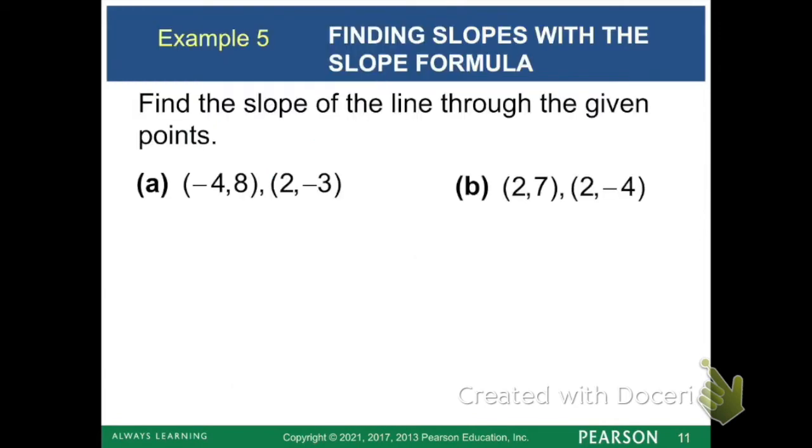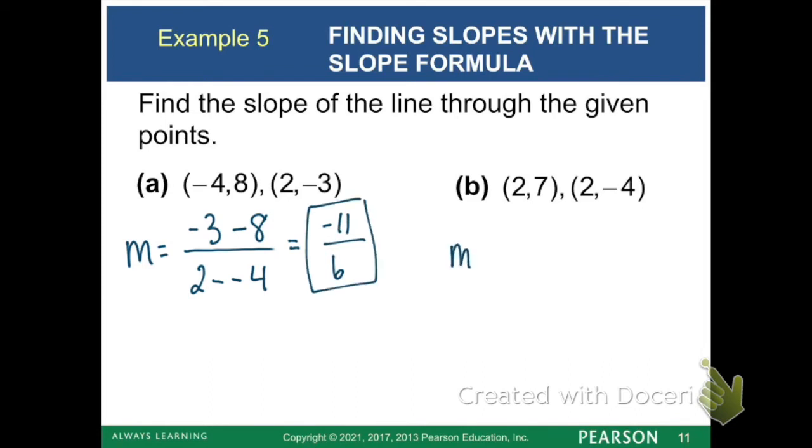Example 5, we're going to find slopes using the slope formula. So I have 2 points here, so I'm going to be using the y2 minus y1 over x2 minus x1 formula. For this first one, I have -3 on top minus 8. So y2 minus y1. And then on bottom, I have 2 minus a -4. Make sure you have minus a negative there. When I simplify this, I get -11 over 6. I can't simplify -11 over 6 any further, so that's just my answer for slope.